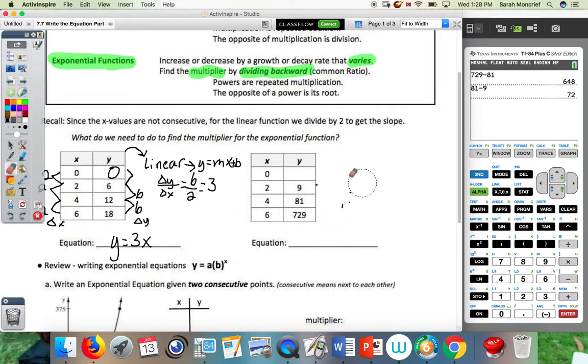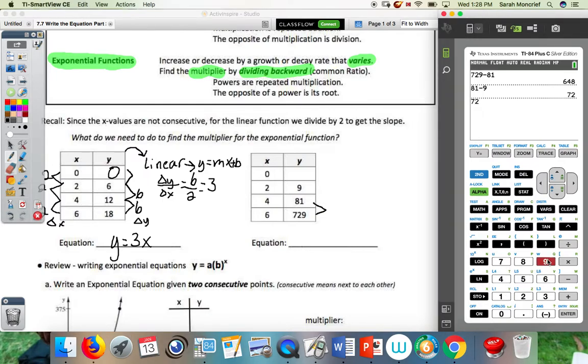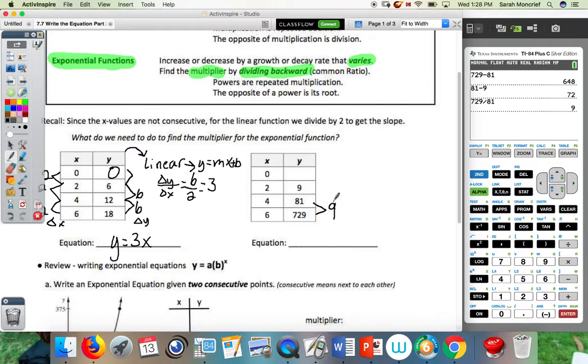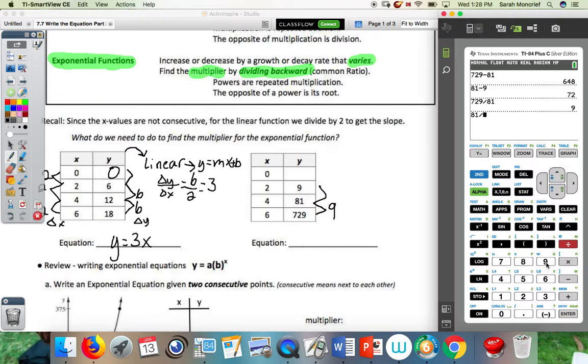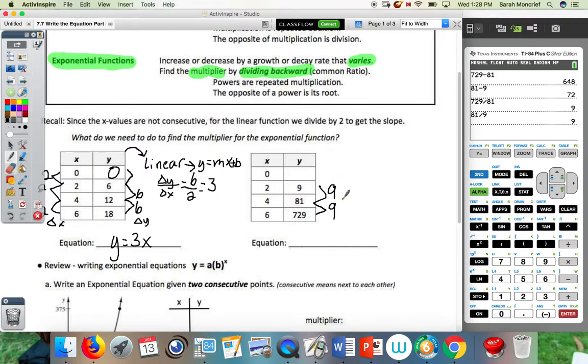No, this is actually going to be exponential, so we're going to do what instead of subtract? We're going to divide. So what is 729 divided by 81? Well, that's 9. Okay, we can do that. That 9 makes sense. And now what is 81 divided by 9? All right, and that's the same. So we know for a fact that this is definitely going to be an exponential function.